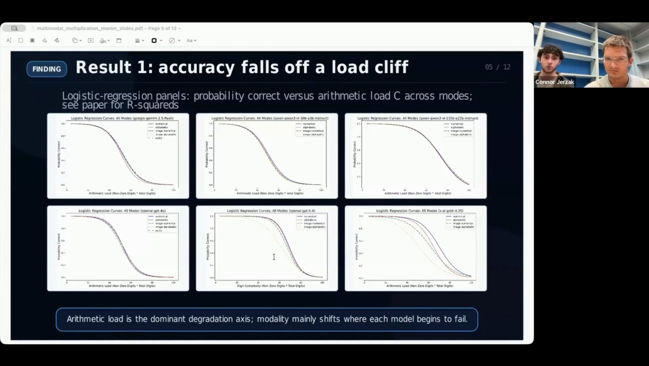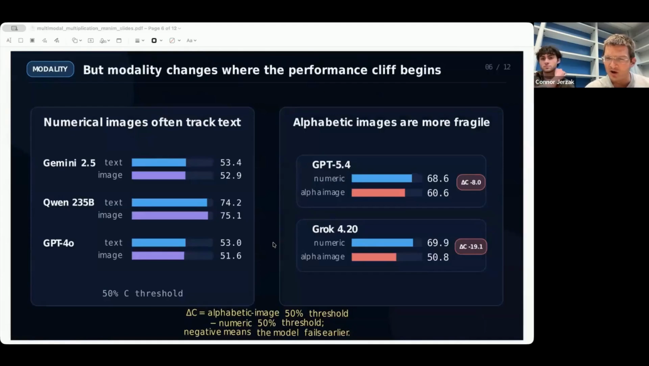And next, we'll watch how the input channel shifts the cliff. Numerical images here often track numerical text closely. A picture of the problem compared to the text tokenization of the problem yields similar C performance. Here, Qwen 235B, for example, crosses 50% at C equal to around 75 in text and 75 in numerical images.